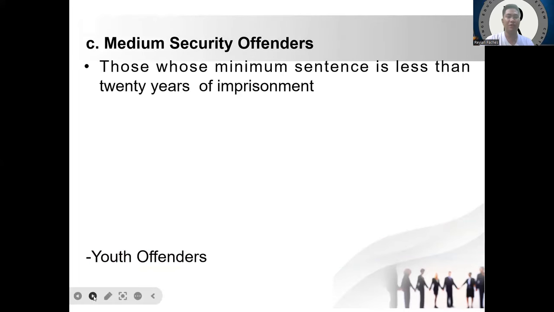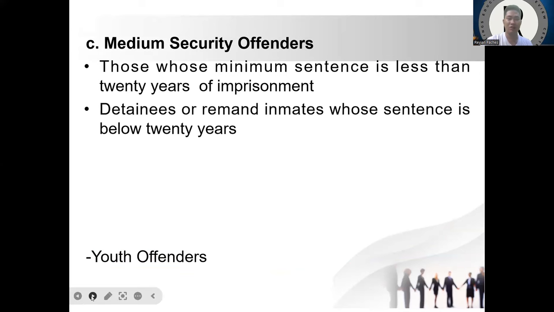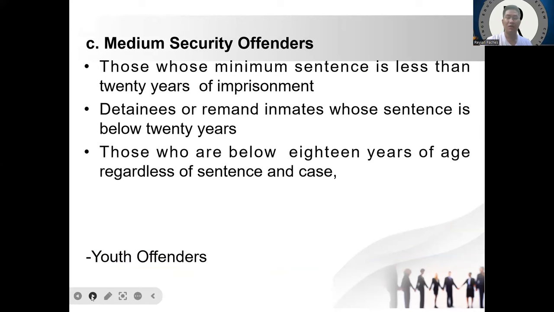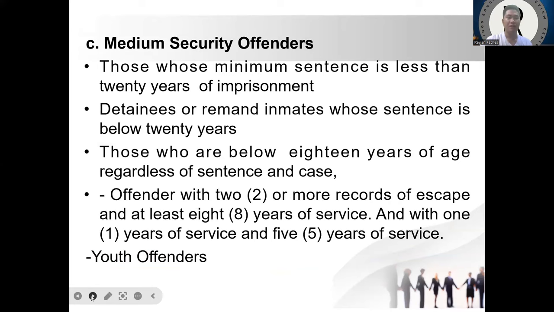Okay, of course, ang medium security offenders natin or security prisoners, patay, umulan na naman. Okay, so those whose minimum sentence is less than 20 years of imprisonment, aside from that, yung mga youth offenders or detainees or inmates whose sentence is below 20 years, those who are below 18 years of age regardless of their sentence and cases. Then of course, yung mga offender with two or more records of escape and at least 8 years of service and with 1 year of service and 5 years of service respectively.